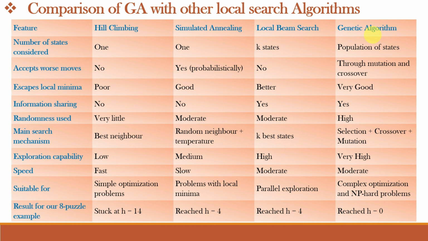Genetic algorithm goes one step further by maintaining a population of solutions and using selection, crossover and mutation to create better offspring. Because of this combination of exploration and information sharing, it can effectively avoid local minima. For our 8 puzzle problem, the genetic algorithm successfully reached the goal state with city block distance equal to 0, making it the best performer among the local methods that we have studied so far. Thus, genetic algorithm combines the strengths of parallel search and randomness, making it a powerful tool for solving difficult optimization problems.